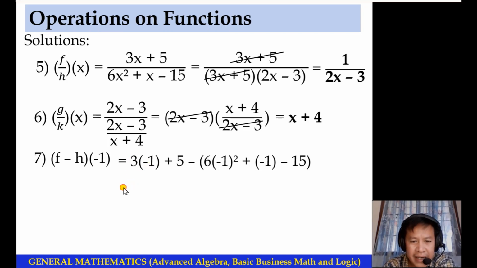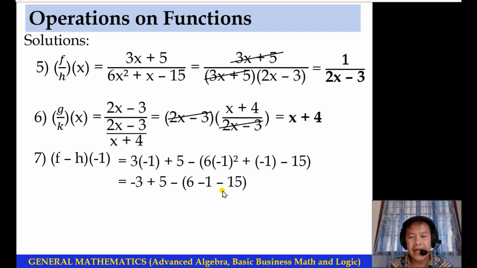3 times negative 1 is negative 3. Then plus 5. Minus, don't forget this one. You are going to simplify first the terms inside the parentheses before removing the symbols of grouping. Therefore, negative times negative is positive. 1 times 1 is 1. 1 times 6 is equal to 6. Then positive times negative is equal to negative. Then 1 times 1 is equal to 1. Then copy negative 15. Then don't forget, we have still here a symbol of grouping, no?